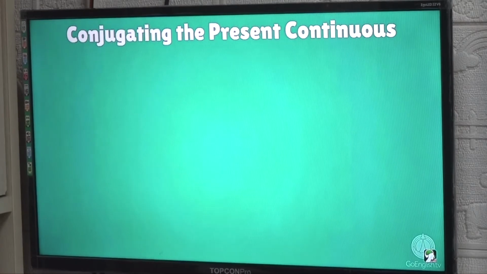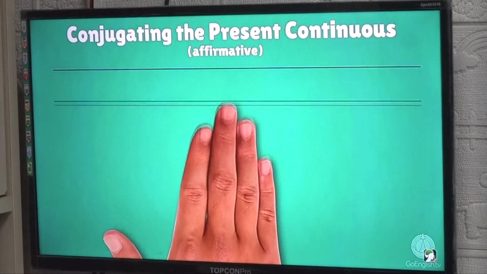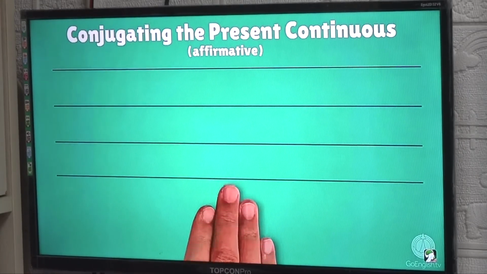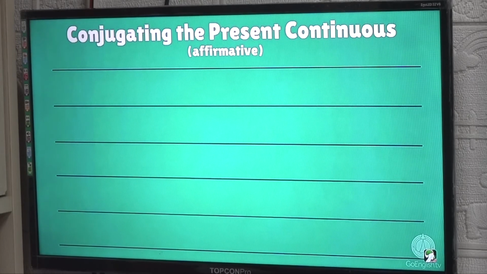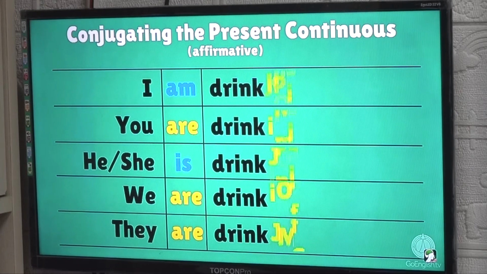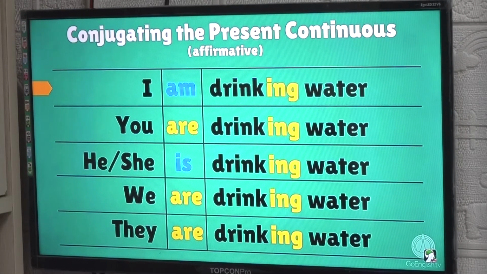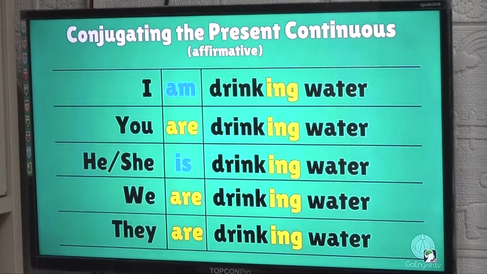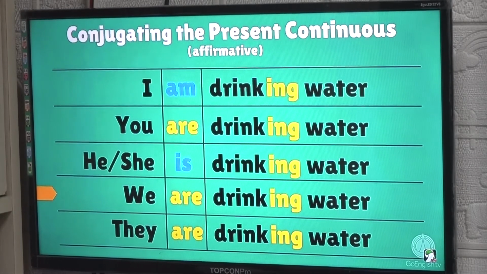Conjugating the present continuous. Affirmative. I am drinking water. You are drinking water. He is drinking water. She is drinking water. We are drinking water.